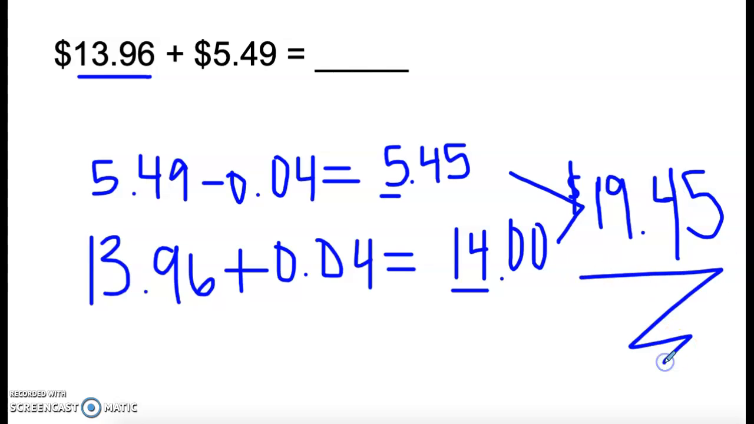All right, you guys will be using this strategy to do the problem string quiz today. If you have any questions, please, please, please let me know. I would love to review this with you.